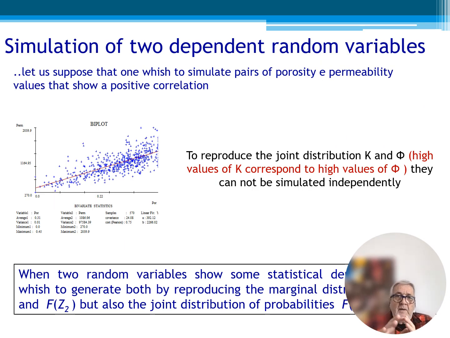Now, let's jump to a little bit more complex situation. I want to simulate 2 dependent random variables. Let's suppose that one wishes to simulate pairs of porosity and permeability values that show a positive correlation. It means that, for example, this is a scatter plot of values taken from experimental samples of porosity and permeability. And we want that when I simulate porosity and permeability, they reproduce this joint distribution.